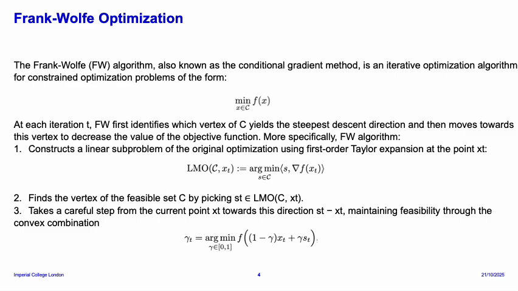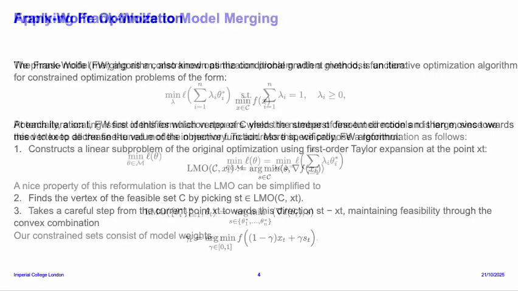So it has this form, and it constructs a linear subproblem of the original optimization problem to find that vertex. And after finding that vertex in the feasible set, we take a careful step from the current position towards that direction, maintaining feasibility through the vertex combination.